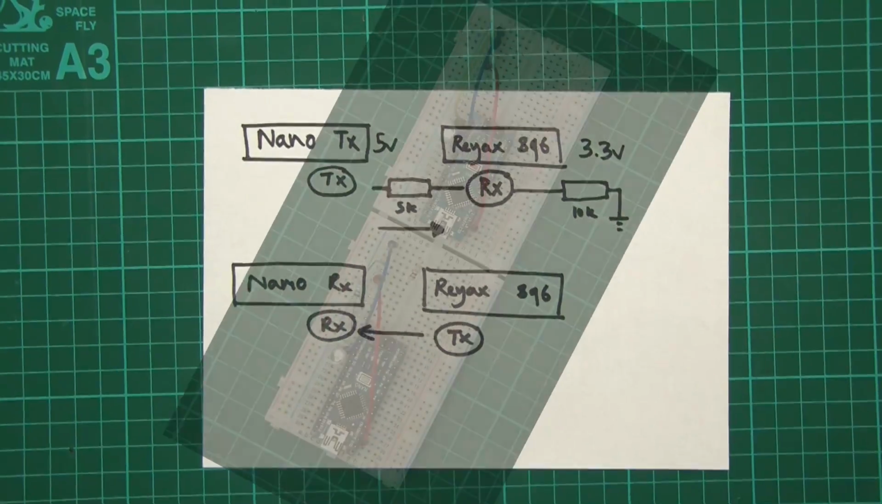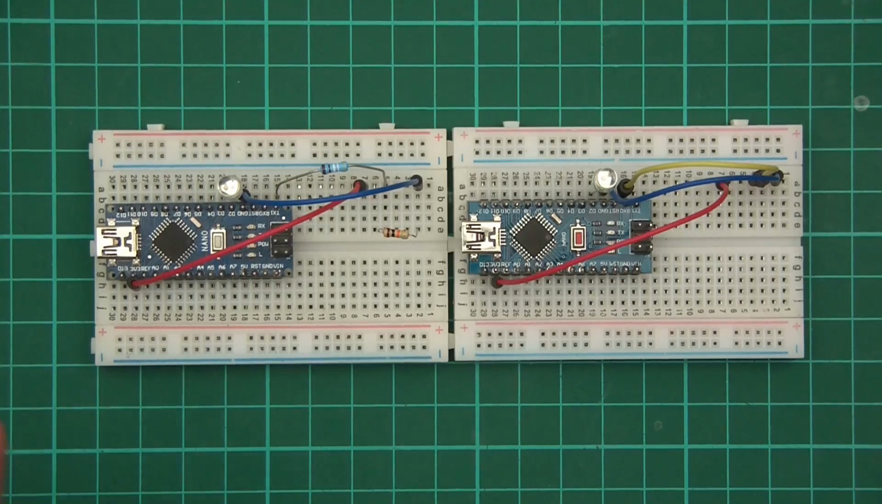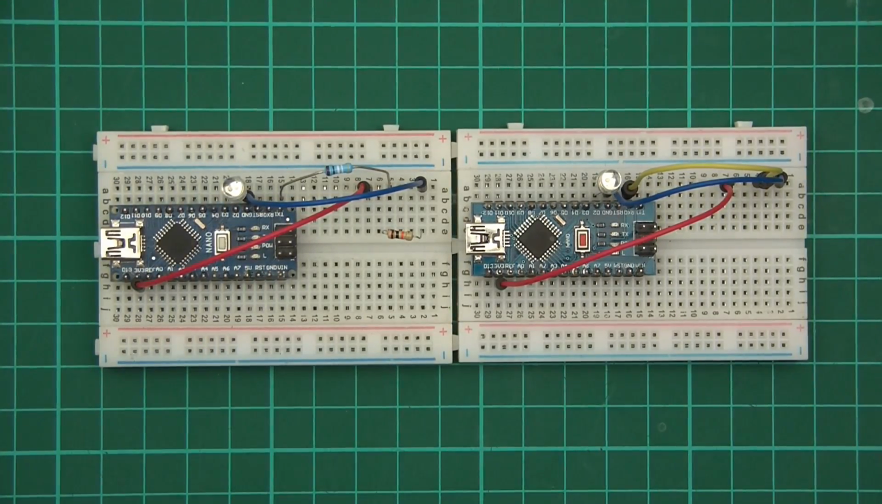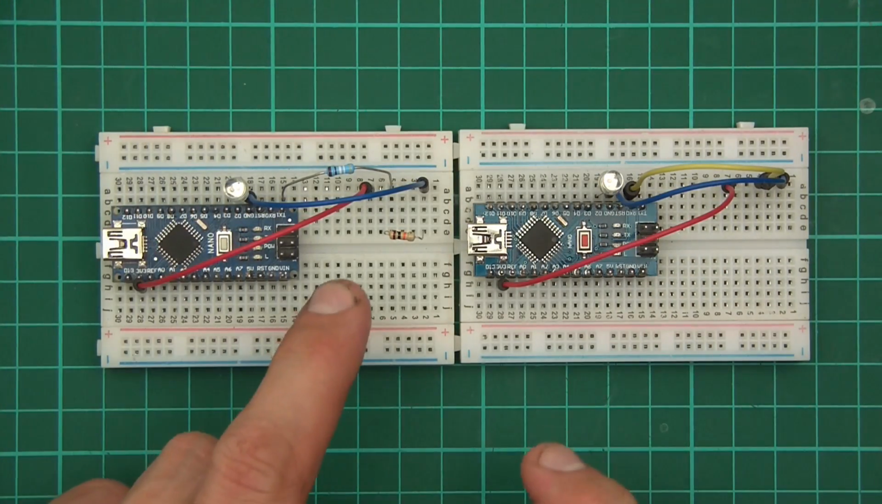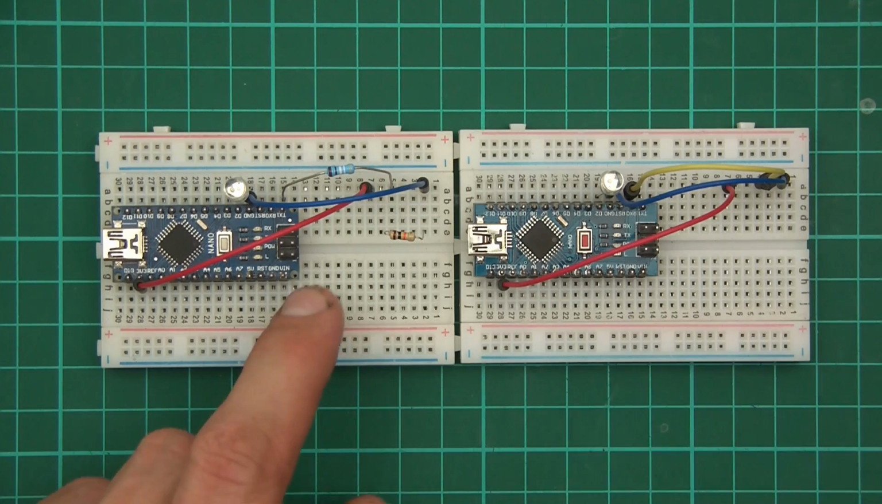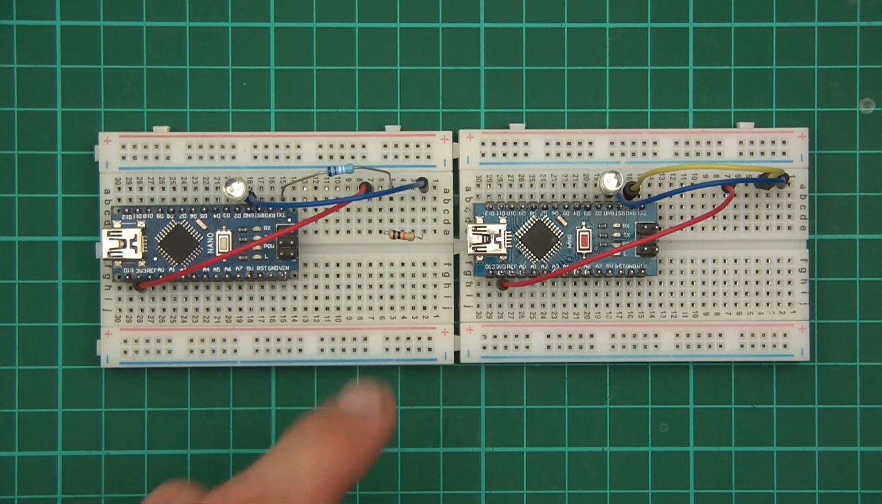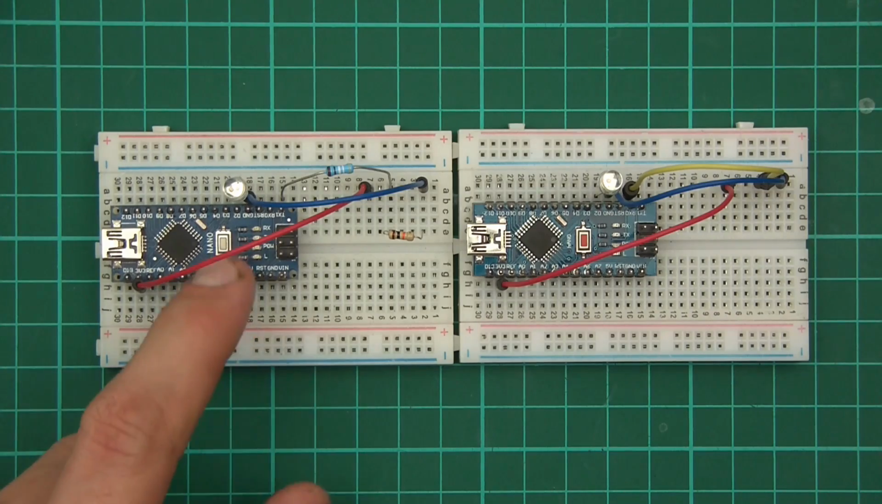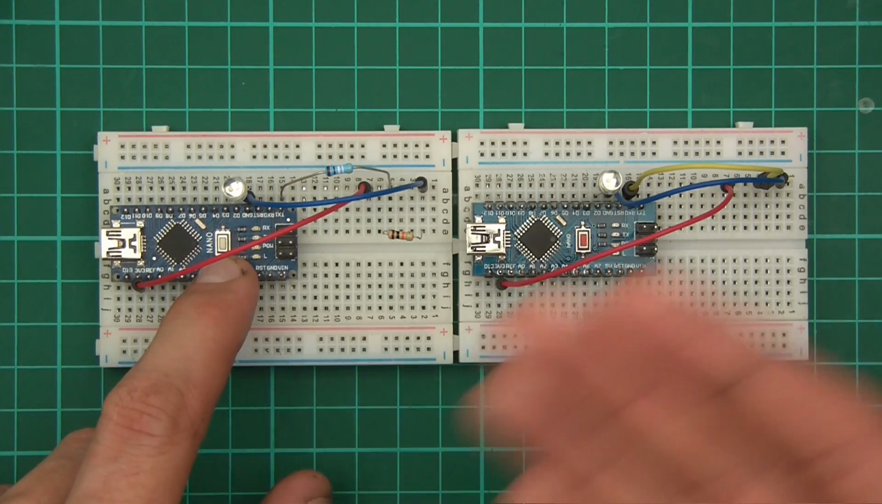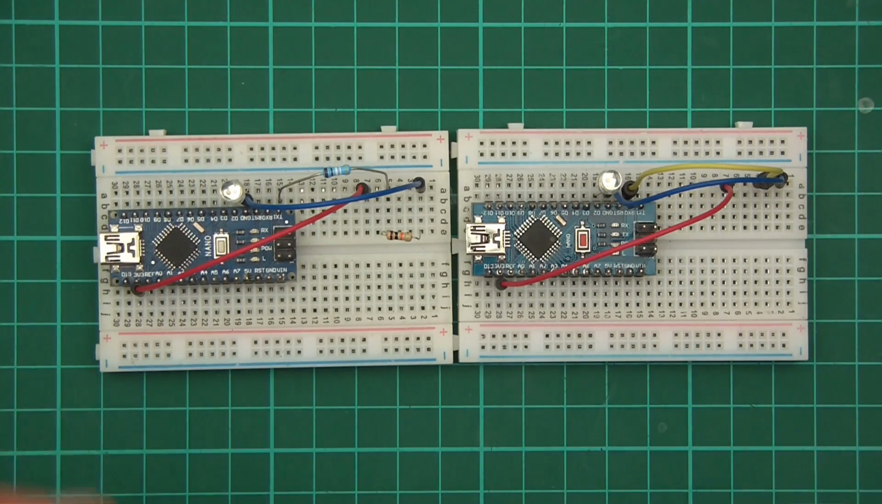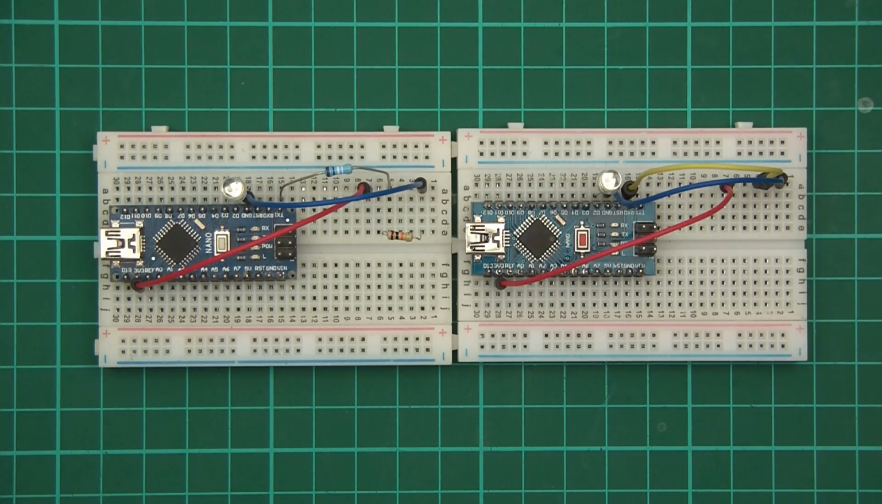Right, so now I've done the planning, I'm going to show you the test rigs that I've made. Okay, so these are the test rigs. They're two Nanos, they've got two LEDs. This one's got the resistors and this one hasn't. The one with the resistors is because, of course, as I just mentioned, the Nano needs to reduce the voltage to the Reyax module in order for it to work properly.